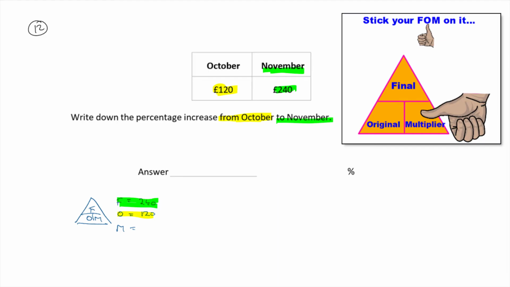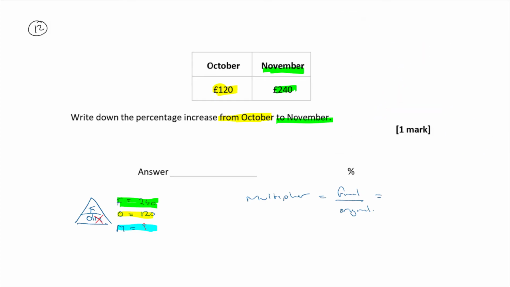What we want is the percentage increase, which we're going to get from working out the multiplier. So it's the multiplier we don't know. Covering up the multiplier on my triangle, or put your thumb on it to cover up the M, that tells me the multiplier is equal to the final divided by the original. Subbing in the numbers, 240 divided by 120. Well, 120 fits into 240 2 times, so that's going to be equal to 2.